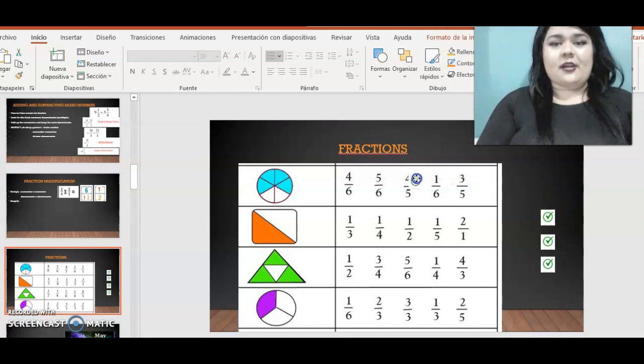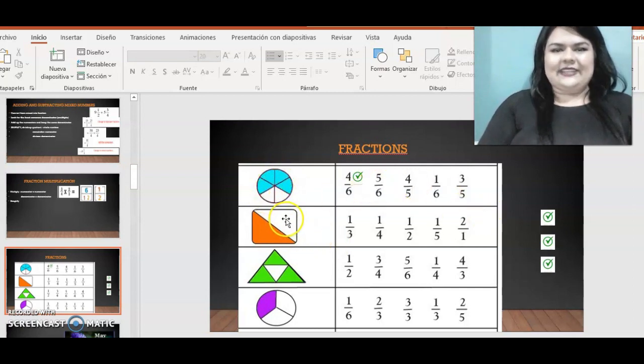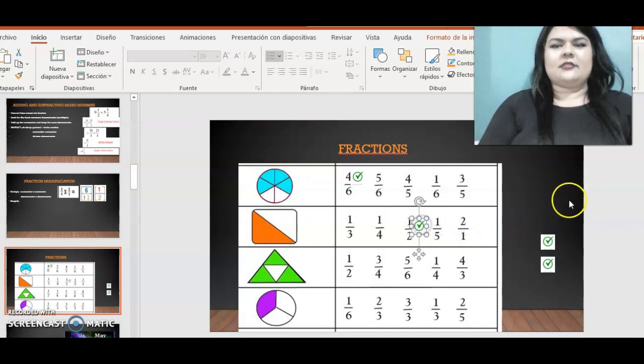4/6. Correct. Look. 1, 2, 3, 4. 4. And in total we have 1, 2, 3, 4, 5, 6. This one is pretty easy. What is the fraction here? Is here? No, right? Is here. 1, I color 1 and I divide it in 2.